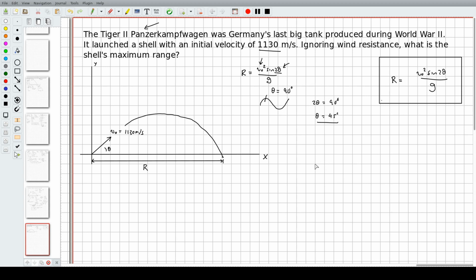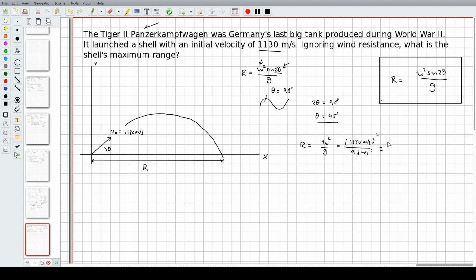Now, if you put 45 degrees in here, 2 times 45 is 90. Sine of 90 is 1, which means that for maximum range, the equation that you're looking to solve looks like V naught squared over G. It's that easy. So if you plug in what V naught is, which is 1,130 meters per second, and you square it and then divide it by 9.8 meters per second squared, that's going to give you an idea of what the true range of this thing would be, neglecting things like wind resistance and what have you.